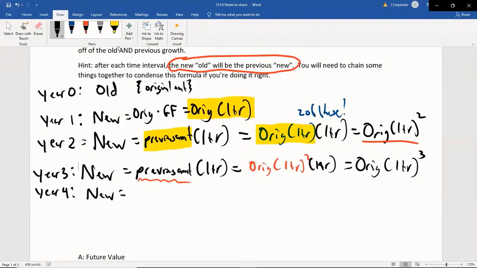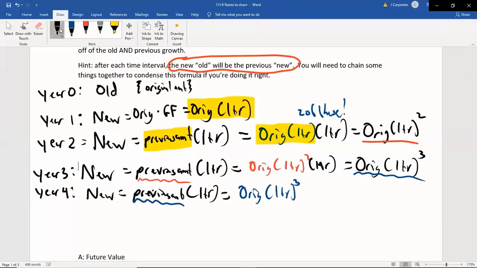The new amount for year 4 should be the previous amount times an extra 1 plus r. We get an extra 1 plus r each year. We get an extra growth factor each year. But this previous amount should be the ending amount from year 3. So in blue, I'll write original times 1 plus r to the third. But we have the extra growth factor, giving us the original times 1 plus r to the fourth. So year 5 ends up being original times 1 plus r to the 5th. Year 6 ends up being original times 1 plus r to the 6th. Year 20 ends up being original times 1 plus r to the 20.